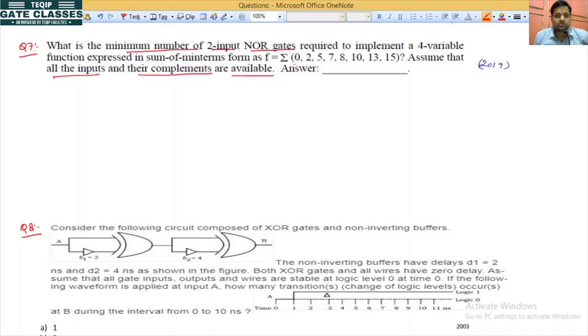Again in this question also, variables are available in normal form as well as complement form. So to get a complement, you don't require to add those variables to a NOT gate, because the complemented variable is already available with us. Okay? So now go for the solution.